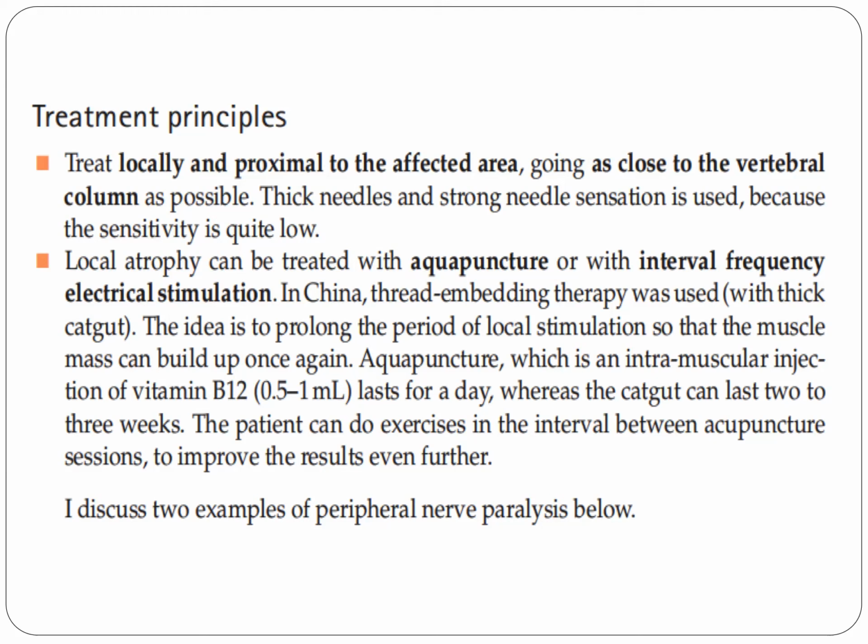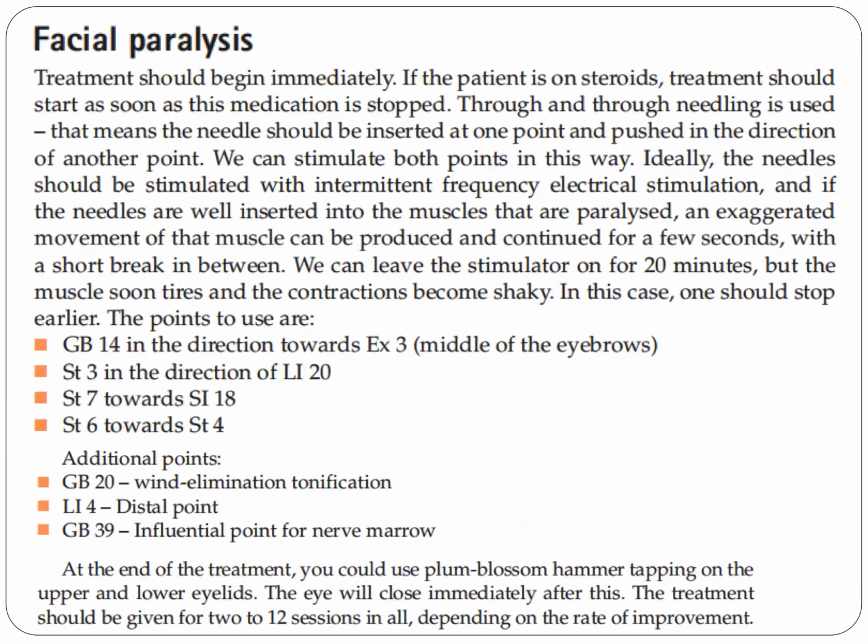Acupuncture, which is actually intramuscular injection of vitamin B12, 0.5 to 1 ml, lasts for a day, whereas the catgut can last 2 to 3 weeks. The patient can do exercises in the interval between acupuncture sessions to improve the results even further. So we discussed 2 examples of peripheral nerve paralysis.